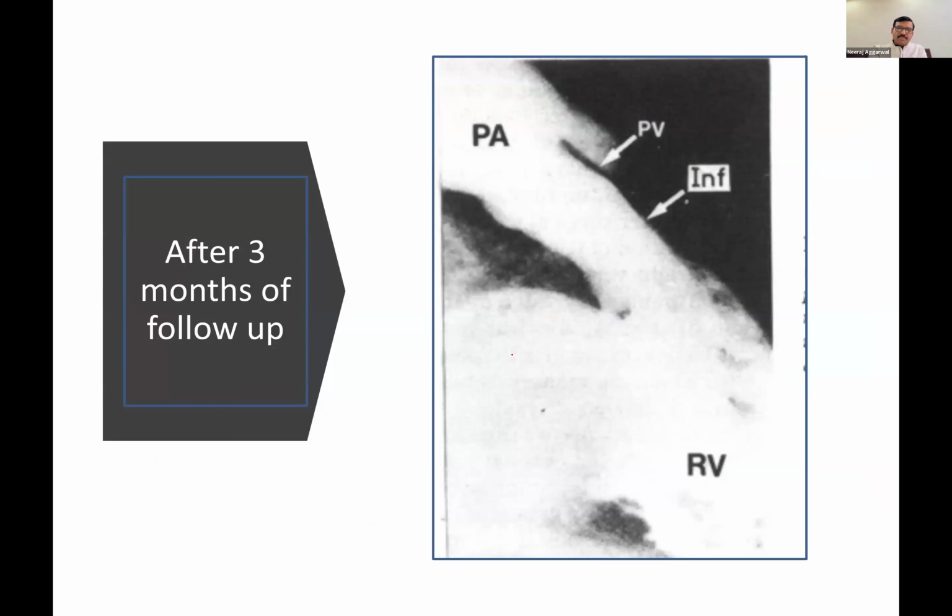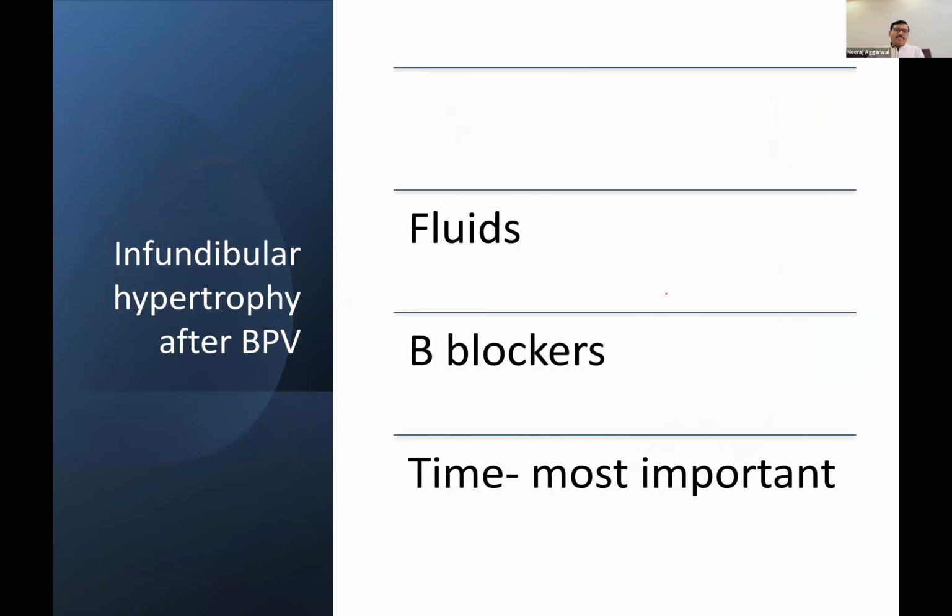Like after 3 months, this is not my case, but after 3 months the RV infundibulum was gone. So for infundibular hypertrophy after BPV, fluids and beta blockers are commonly used. Time is the most important thing here. You have to give time. These drugs may not help immediately, but fluids and beta blockers are used.